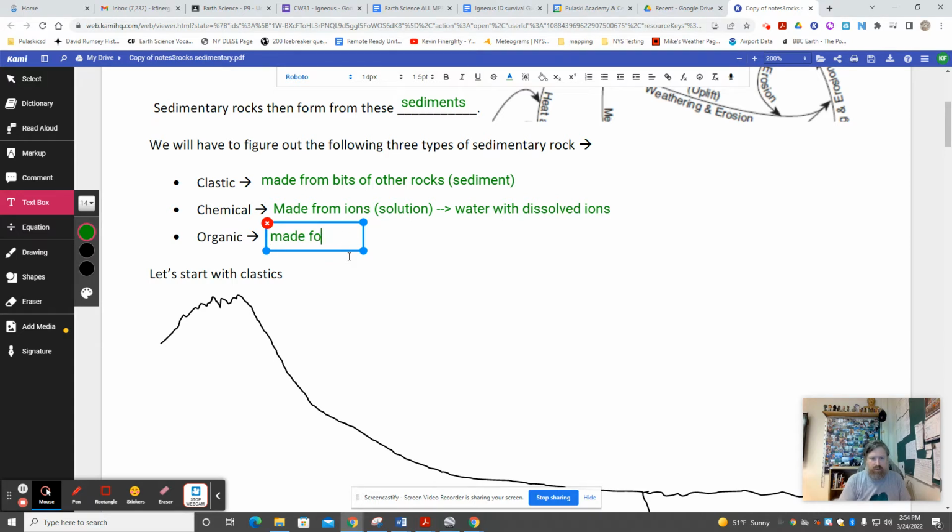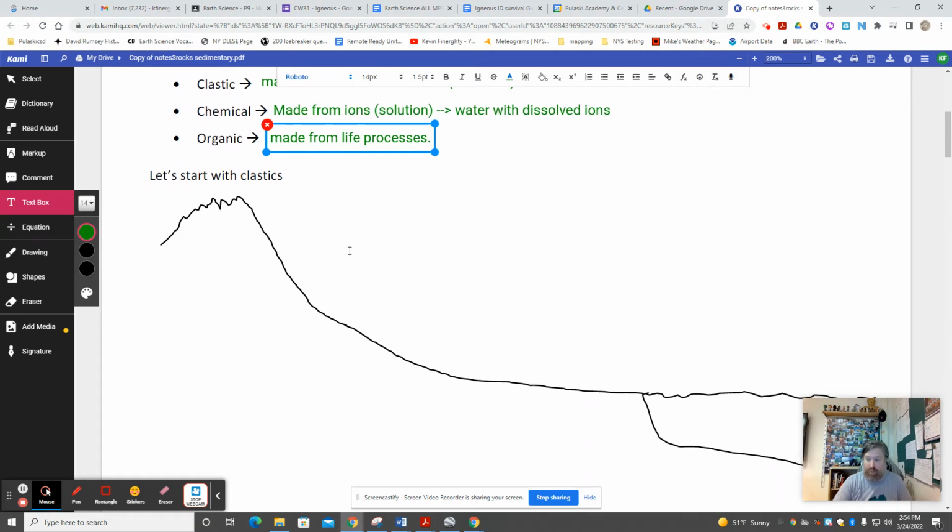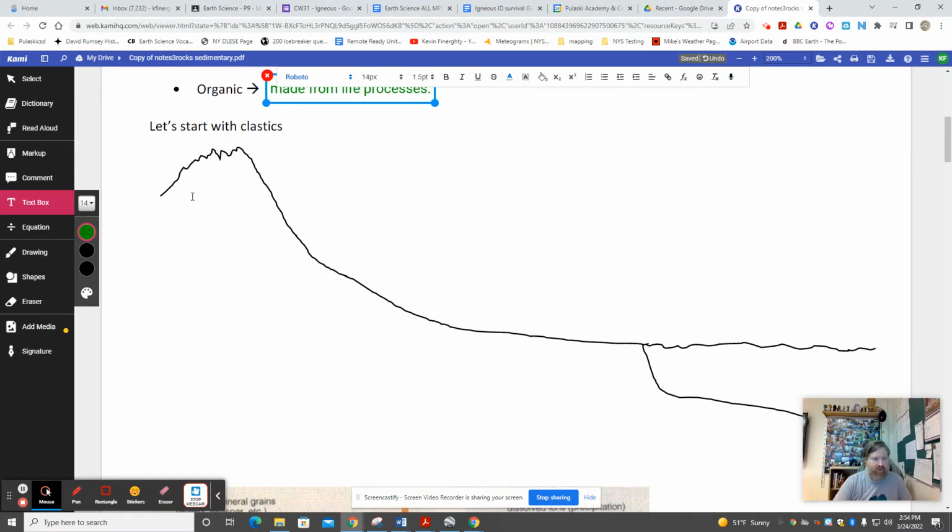from life processes of some type, which we'll get into. So let's do those one by one. Look at the reference tables quick. Get you ready for the lab tomorrow.